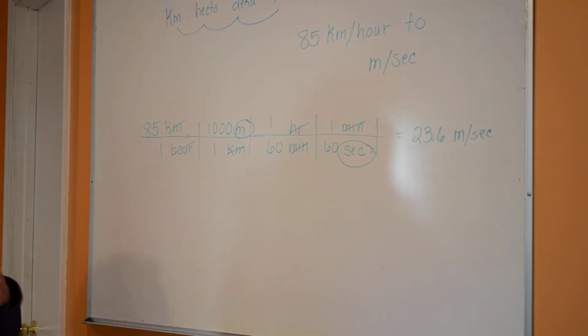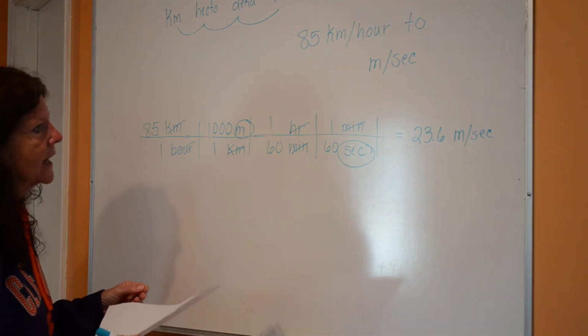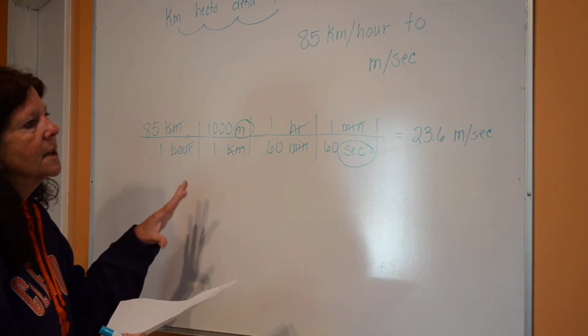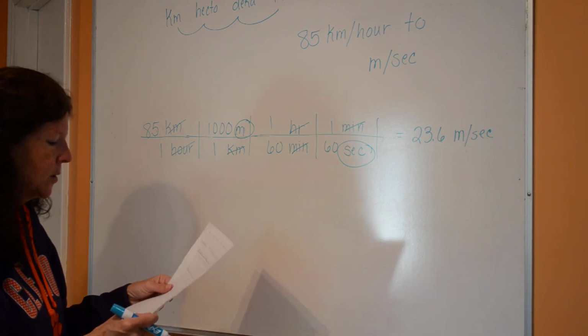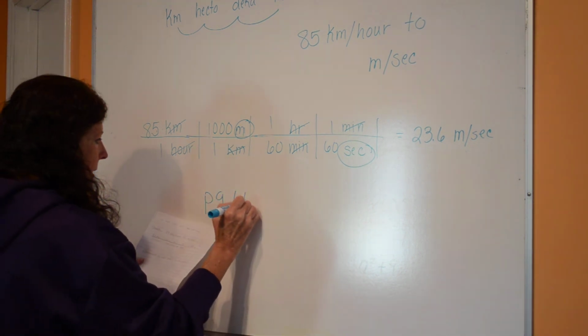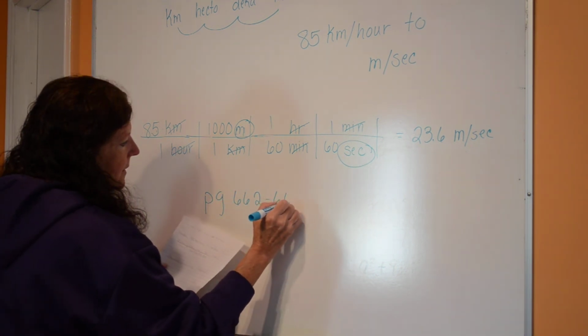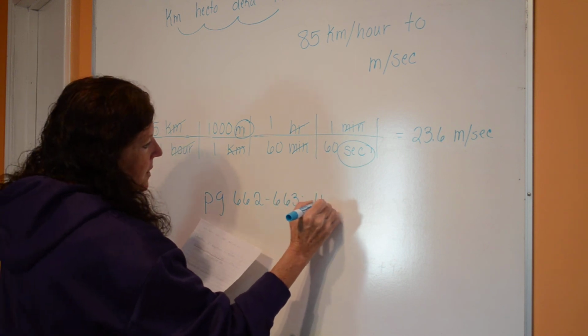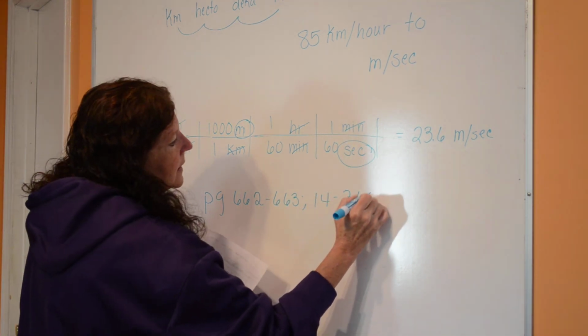These are going to be a little bit harder. Just do the best job you can. This is like at the front end of being exposed to this, and then each year you'll get exposed to it a little bit more. Your homework is page 662 through 663, 14 through 36 even.